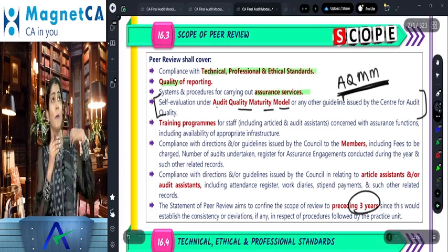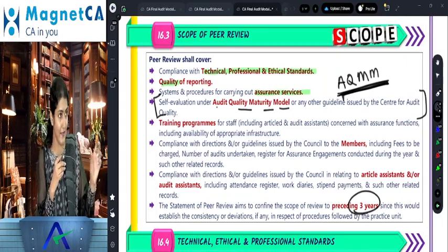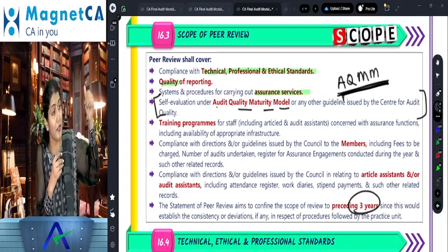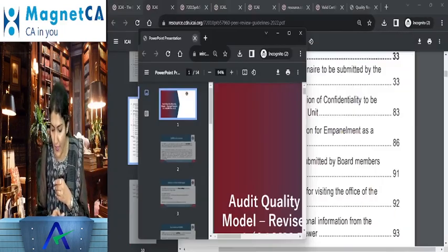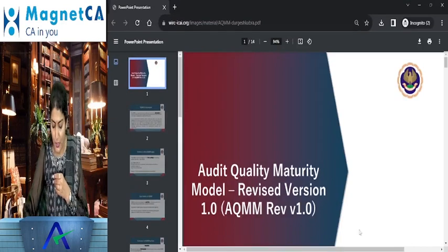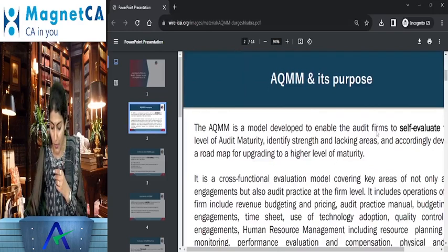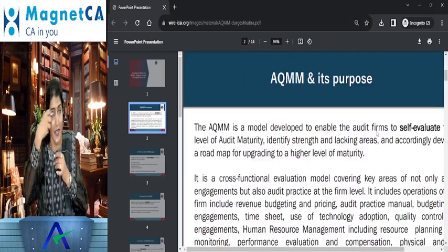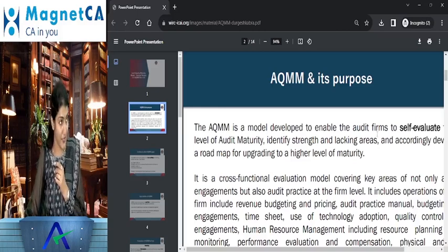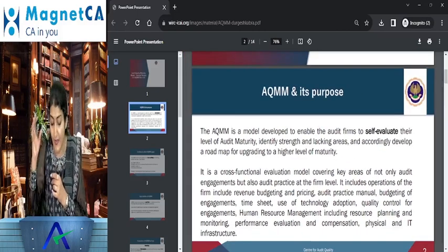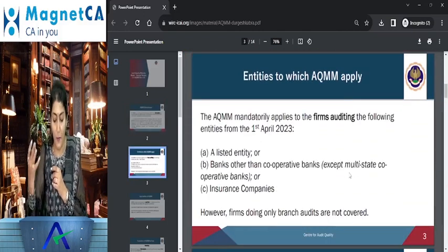Right, so companies like banks and NBFCs, do they get a credit rating? Similarly, the CA firm should have a rating based on the audit quality maturity model. So this is the AQMM, again a new concept. Will anybody come and do your audit quality maturity model? No, the firm will self-evaluate the level of their audit maturity, identify the strengths and the lacking areas, and then the entities to which the AQMM will apply.